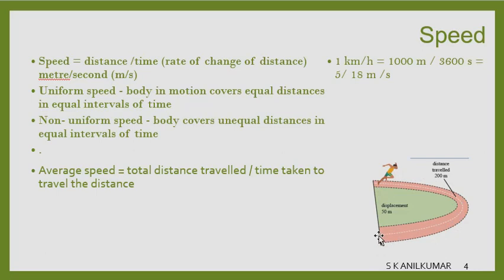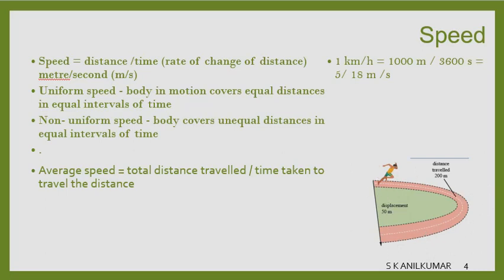Now how do we measure speed? Speed is distance by time, distance traveled by time, or the rate of change of distance. Distance by time means the rate of change of distance per unit of time. That means meters per second. How many meters in 1 second did you go? If you go 200 meters in 10 seconds, then it means 20 meters in 1 second. So it is 20 meters per second speed.